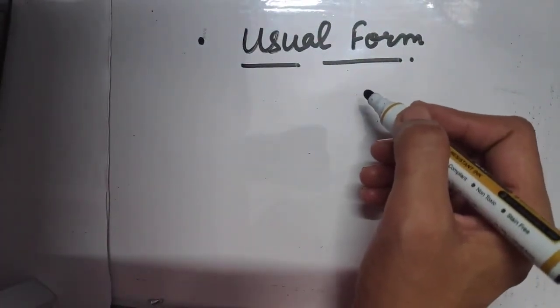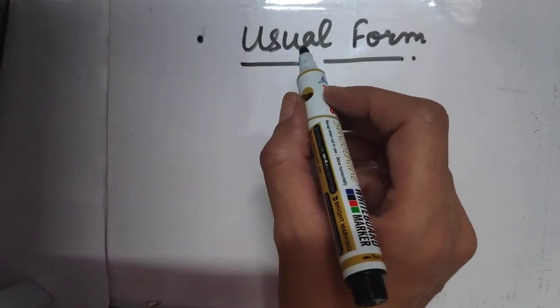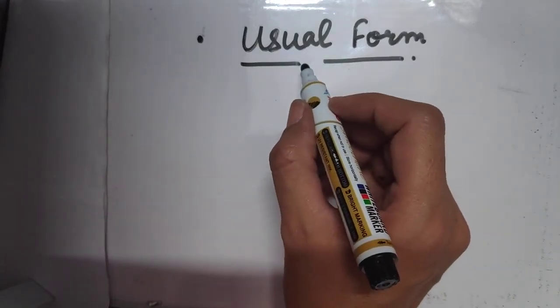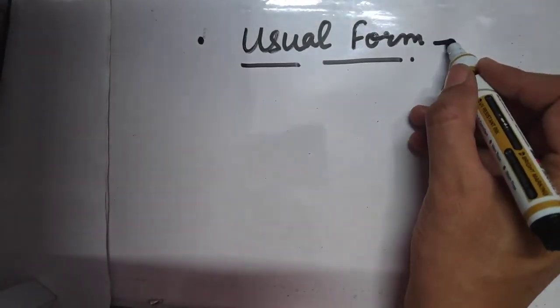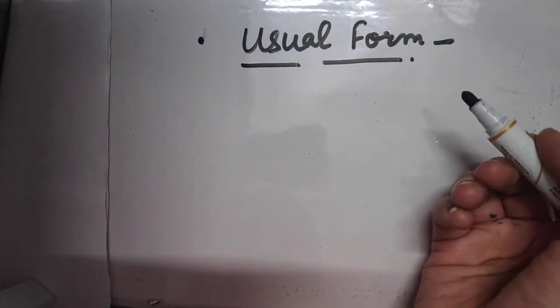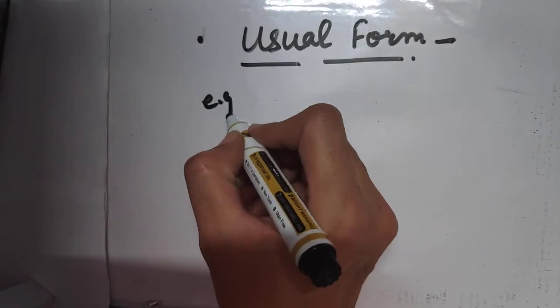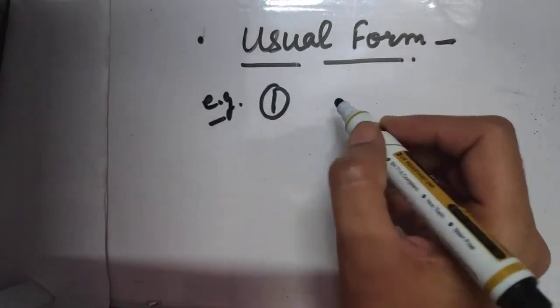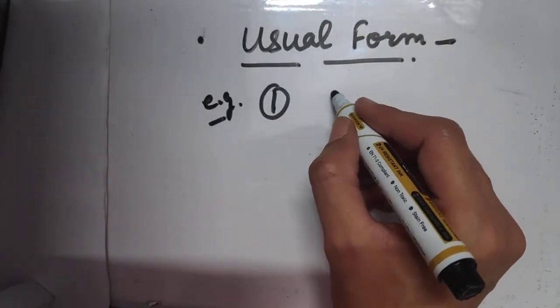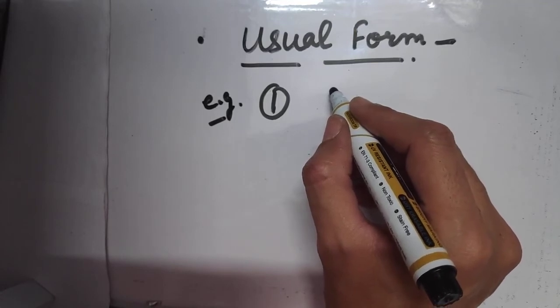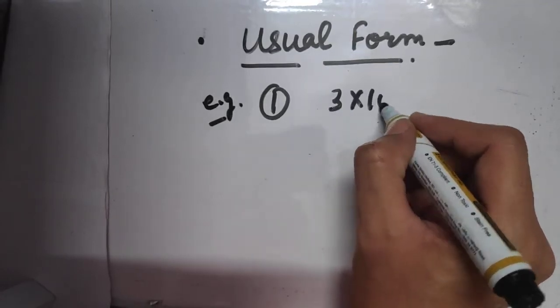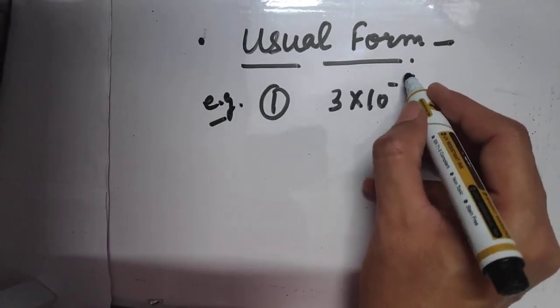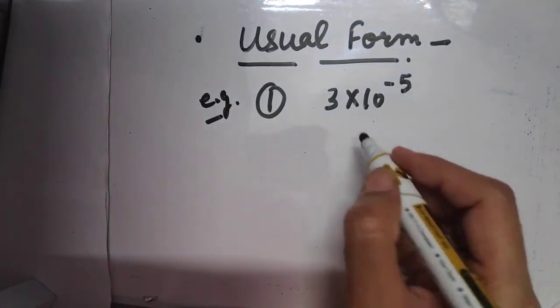Now we will learn how to convert the numbers from standard notation to the usual decimal notation, or usual decimal form, you can also say. Again I am taking two examples. The very first example I am taking is 3 into 10 raised to the power minus 5. So what is it equal to?